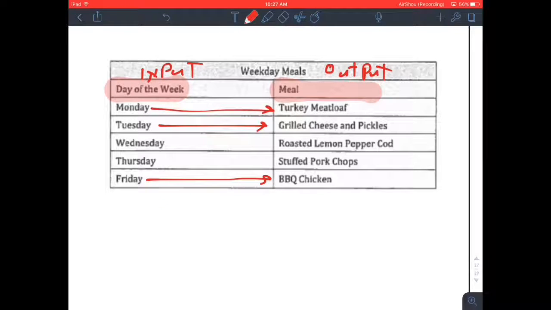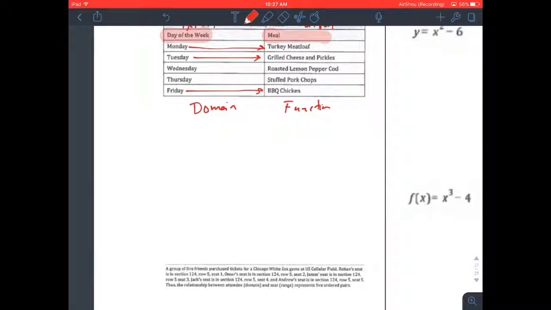So we could call this the domain, what you put in, and the function, we could call this column what you get out. It's just an example.